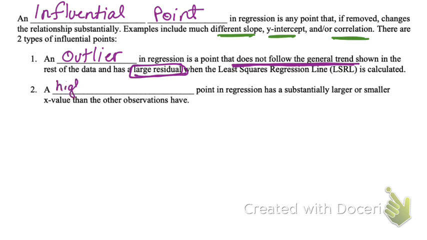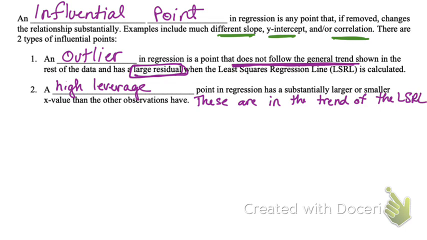A high leverage point in regression has a substantially larger or smaller x value than the other observations have, but here's the difference. These are in the trend of the LSRL. So they're kind of far away from the rest of the data, but they're kind of close to the line. They're just really far away, but in the same pattern or in the same linear path, if you will. So those are going to be called high leverage points.